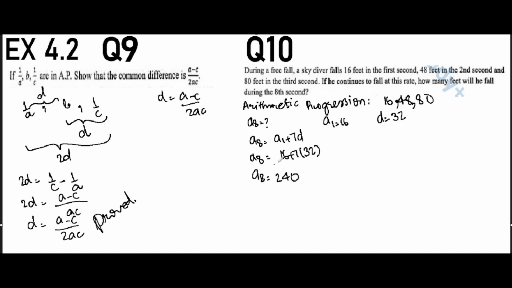So this is the result of question number 10. Now let's do question number 11. The question says, if rupees 1000 is saved on August 1, rupees 3000 on August 2, rupees 5000 on August 3, and so on, how much is saved till August 20?